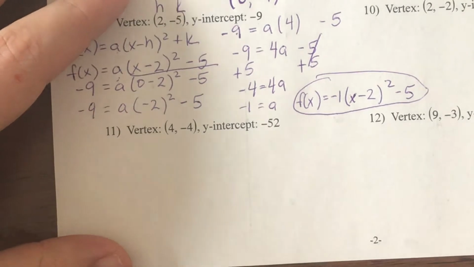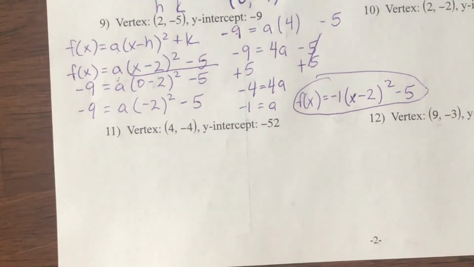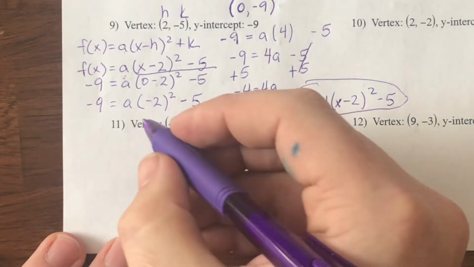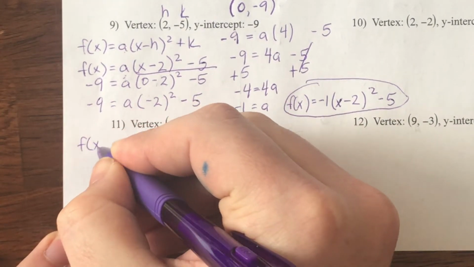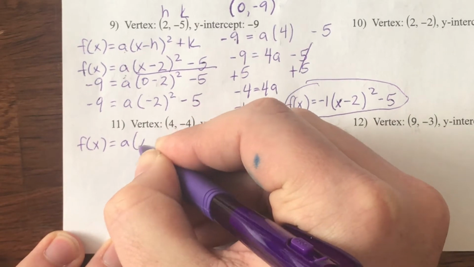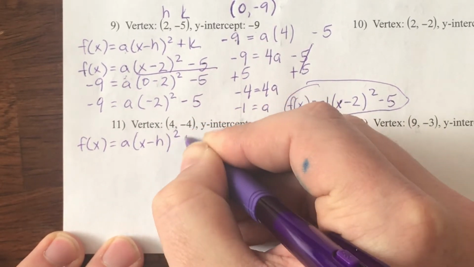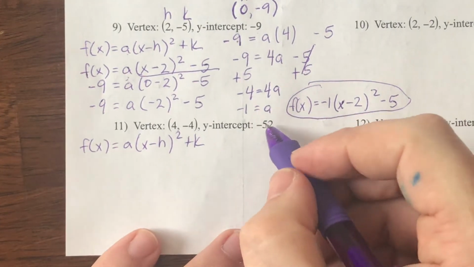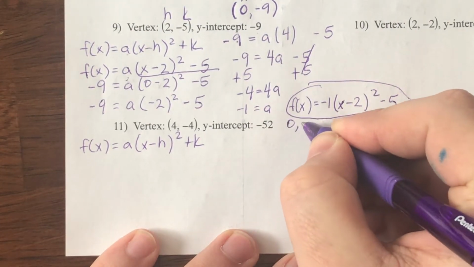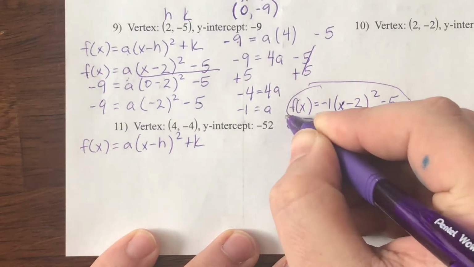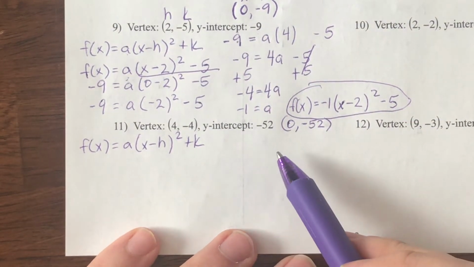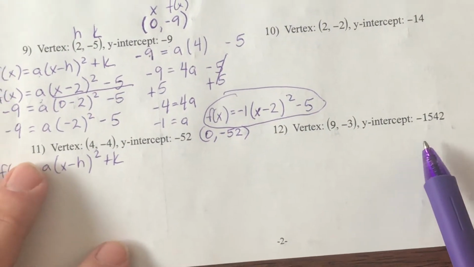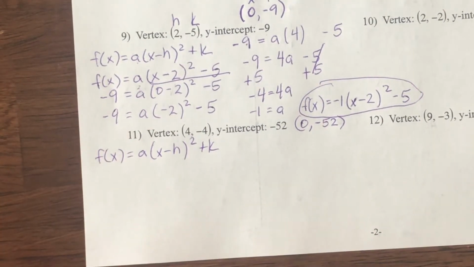The last one we'll work is number 11. Same thing. I've got my formula: f of x is equal to a times (x minus h) squared plus k. Again, they just want you to interpret that this right here is actually (0, -52).